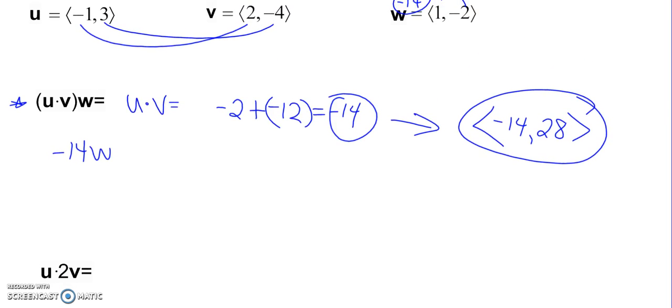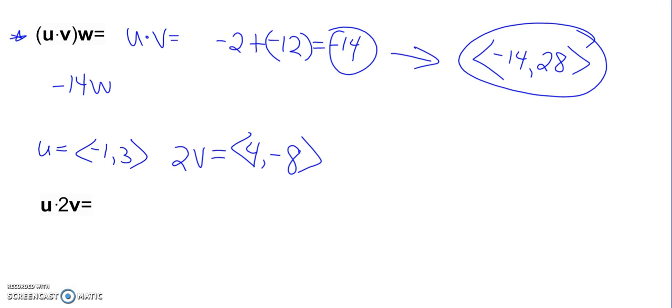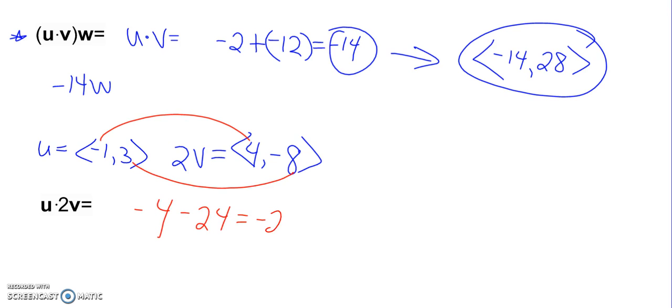Got a couple options in this next one. First off, let me erase those pieces, start us clean up here. We can do 2 times v first. That means 2v is going to be 4, -8. We did that last section. And now what I have to do is dot u, -1, 3, with 2v. So if I'm going to dot product here, I will multiply first. That's -4. I will multiply here as well. That's -24. My answer to this is -28.